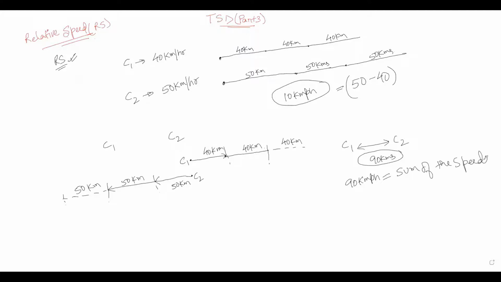So we can say that when two bodies are moving in the same direction, then the relative speed between them would be simply the difference of the speeds. And when they're moving in the opposite direction, then the relative speed between the cars would be simply the sum of their speeds.